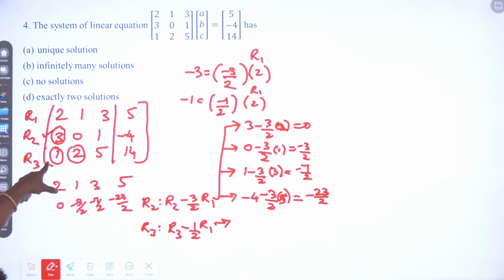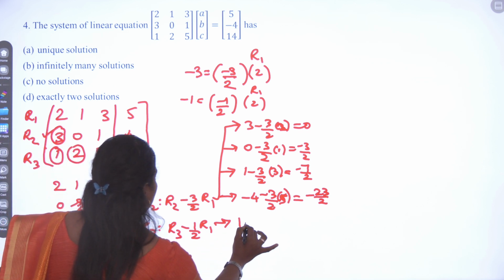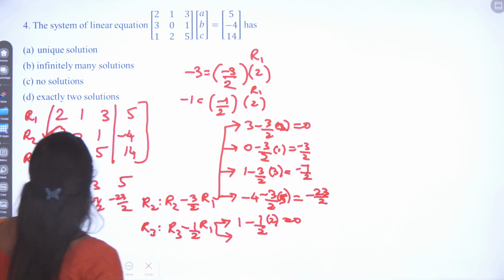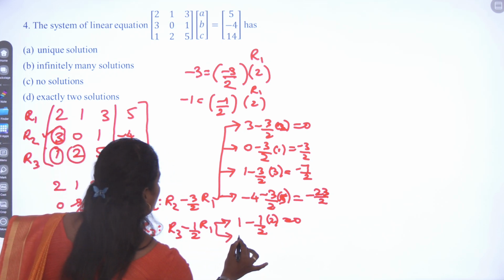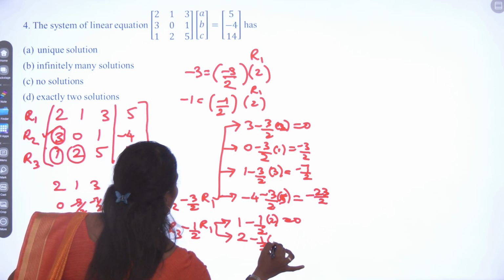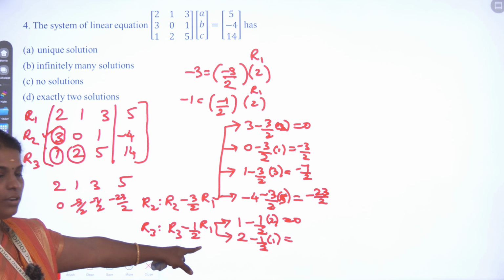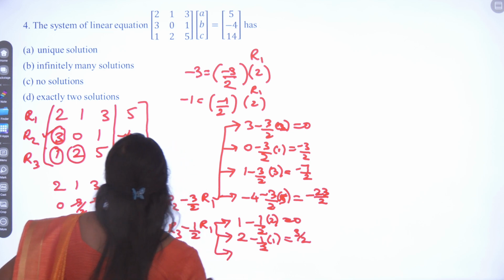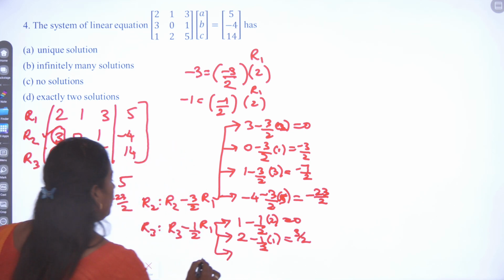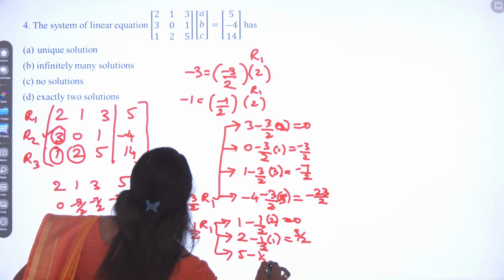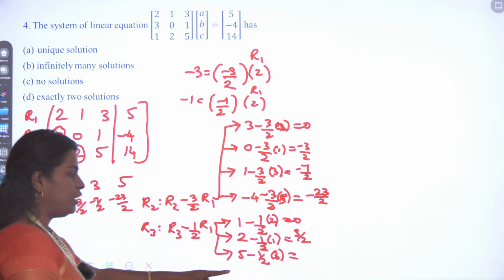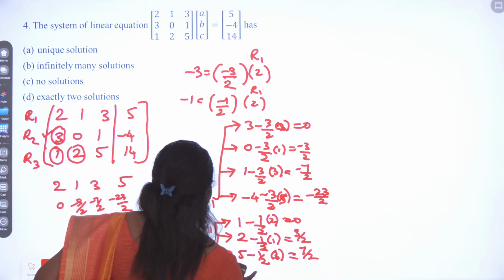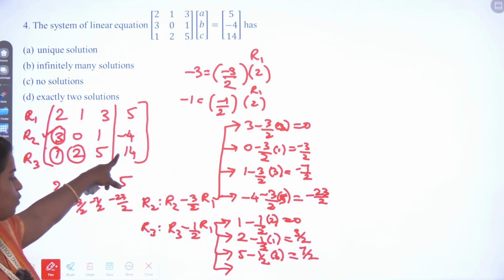Starting with the first element, 1 minus 1 by 2 into 2, which is 0. Second element, we have 2 here. 2 minus 1 by 2 into 1, which is 4 minus 1, which is 3 by 2. Third element, we have 5 here. 5 minus 1 by 2 into 3, which is 5 2s are 10 minus 3, 7 by 2. Fourth element, last element, it is 14.